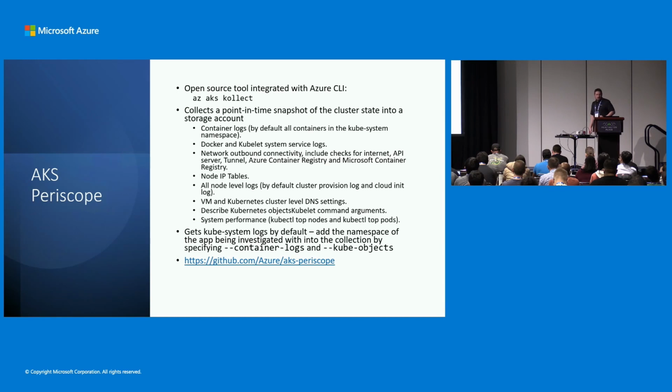There is a support tool that we use a lot when support requests come in, called Periscope. It's built into Azure CLI as AKS collect with a K. Periscope dumps a point-in-time snapshot of your cluster into a storage account. It's not sending it straight to us. It dumps it into a storage account you control, so you can use this outside of support cases if you want. It goes in and pulls a bunch of the node status information.